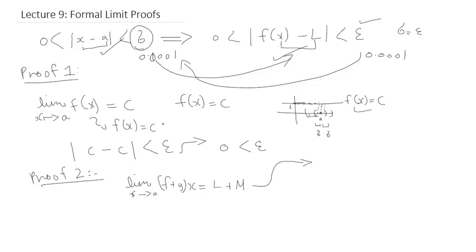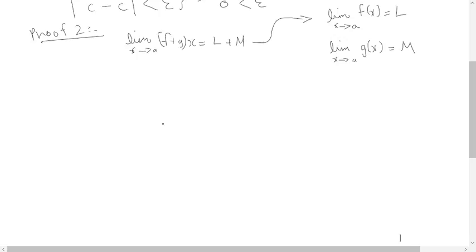So for this, we need to first define the individual limits, right? I'm going to say that when x approaches a, f of x equals L. We know that for a fact. And when x approaches a for g of x, that equals M, as it's shown over here. Can we use that to our advantage? Let's try.